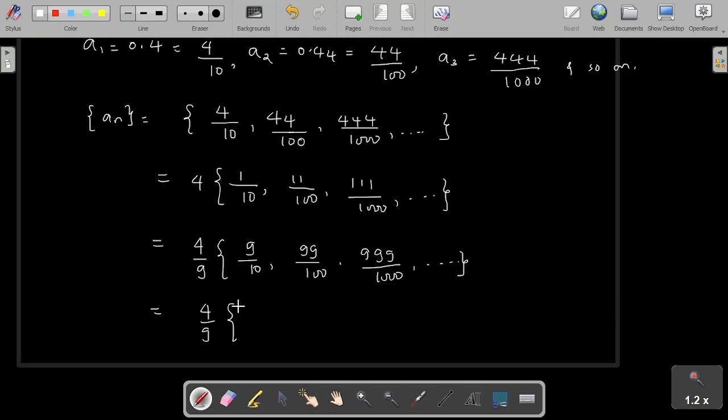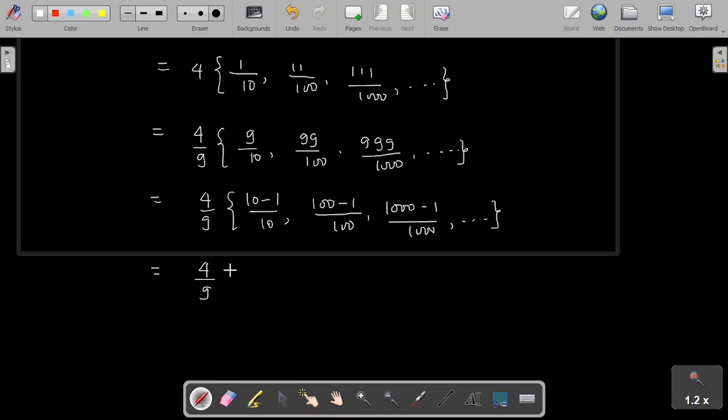I have done it this way because now this 9 can be written as 10 minus 1 by 10. So 99 is 100 minus 1 by 100, writing the numerator in terms of the denominator. So 999 is 1000 minus 1 by 1000 and so on. This is equal to 4 by 9 times, 10 minus 1 by 10 is 1 minus 1 by 10. Split it: 10 by 10 is 1, minus 1 by 10. Then it is 1 minus 1 by 100, 1 minus 1 by 1000 and so on.